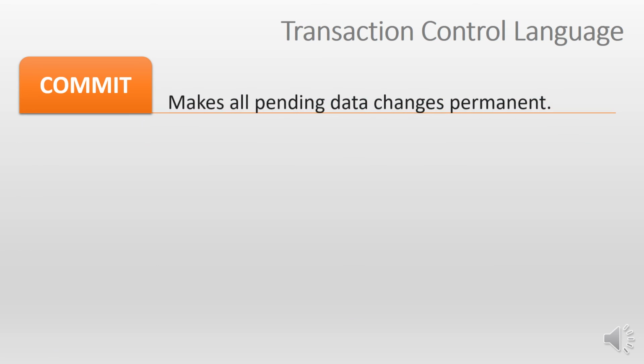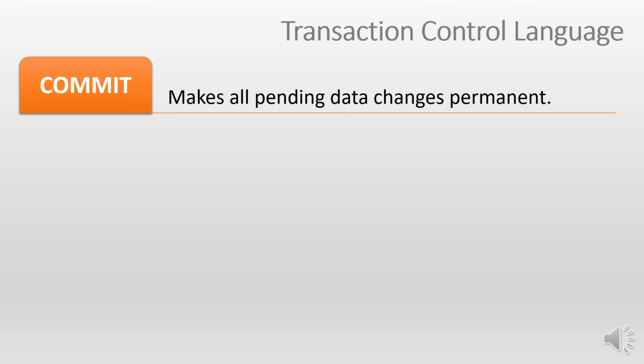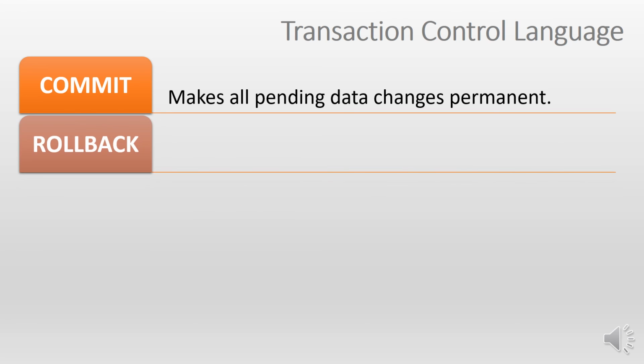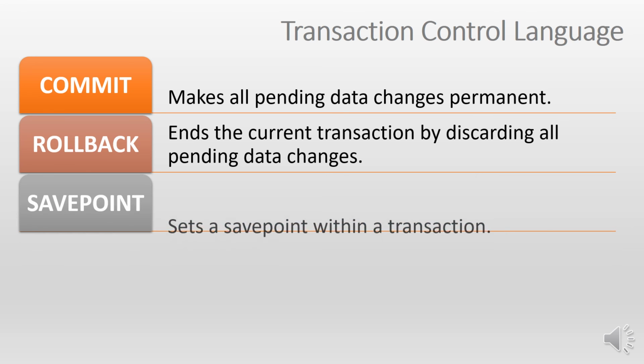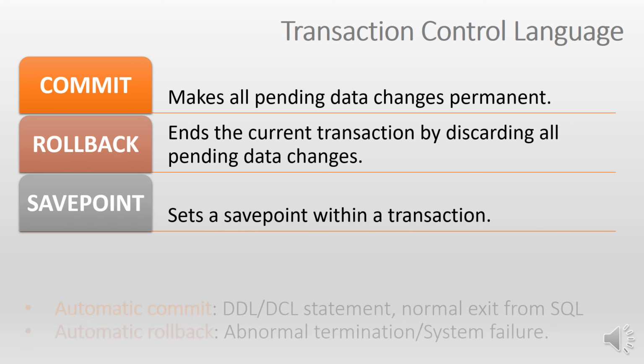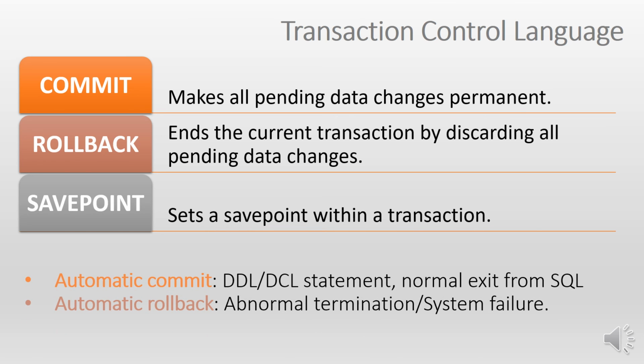COMMIT is used to make all pending data changes permanent. ROLLBACK is used to end the current transaction by discarding all pending data changes. SAVEPOINT is used to set a save point within a transaction. An automatic commit will be performed when a DDL or DCL statement is given, or a normal exit from SQL also provides automatic commit. Automatic rollback will be done when abnormal termination or system failure occurs.